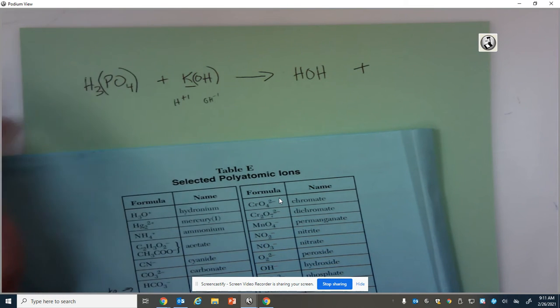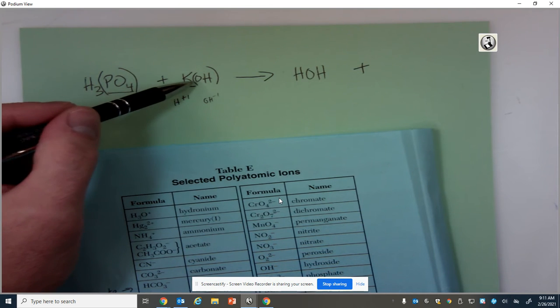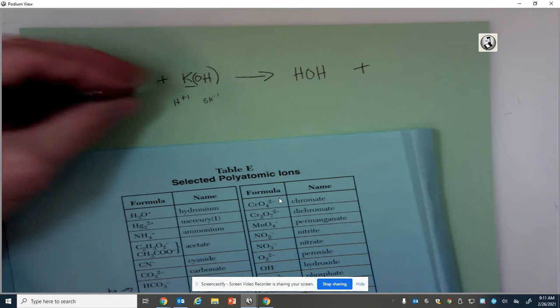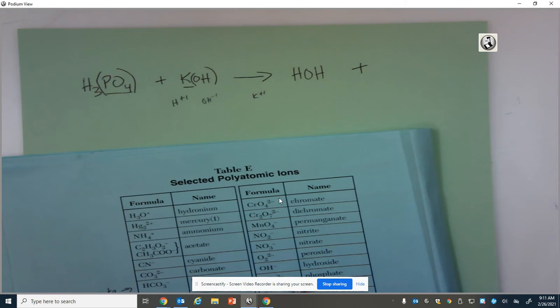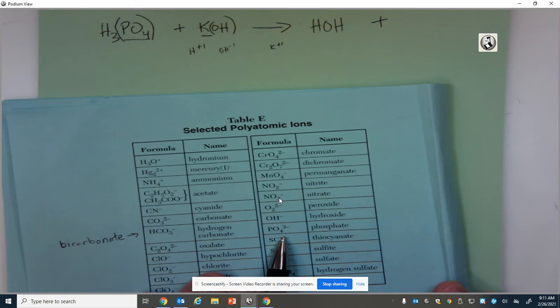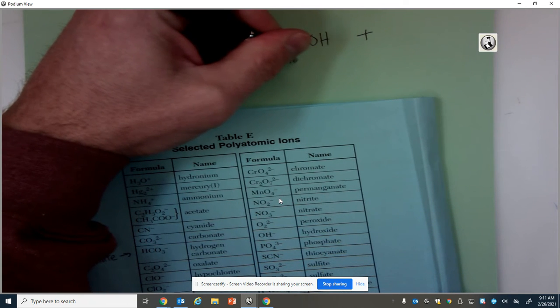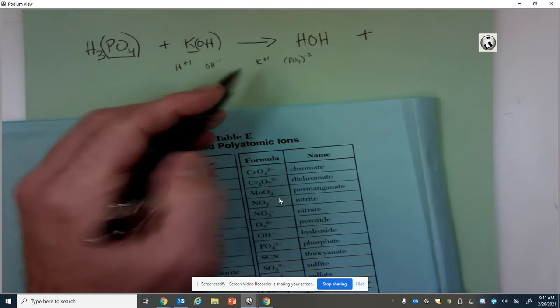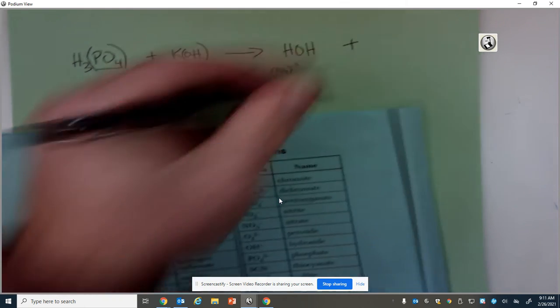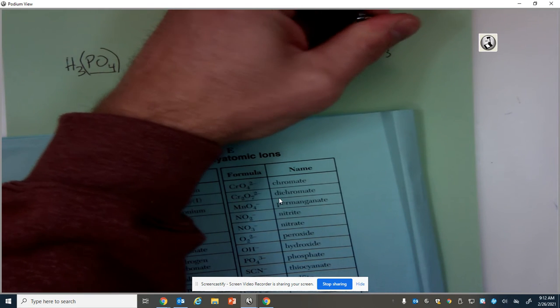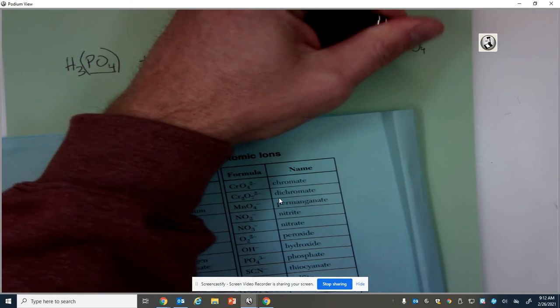And then the other compound is going to be with what's left. So we have the K left and we have the PO4 left. So we have to put the K first because the K is a positive ion. So K is a +1. And then PO4, if we look down here on our table E, PO4 is a -3 ion. So we go PO4 -3. So now this is going to crisscross. All right, so you're going to end up with K3 and then parentheses PO4.